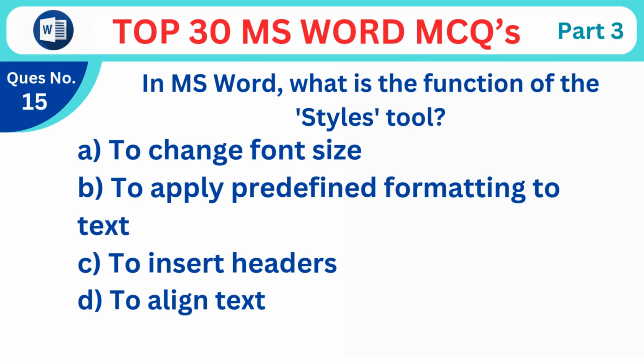Which view shows how your document will look when printed? What does the Ctrl+Y shortcut do in MS Word? Which option is used to create a copy of a selected item?